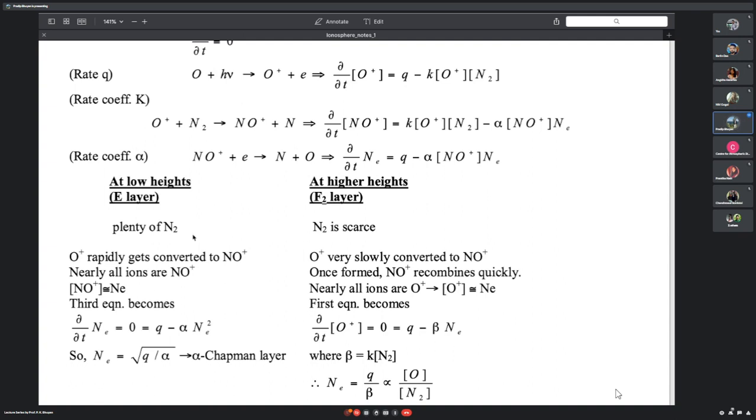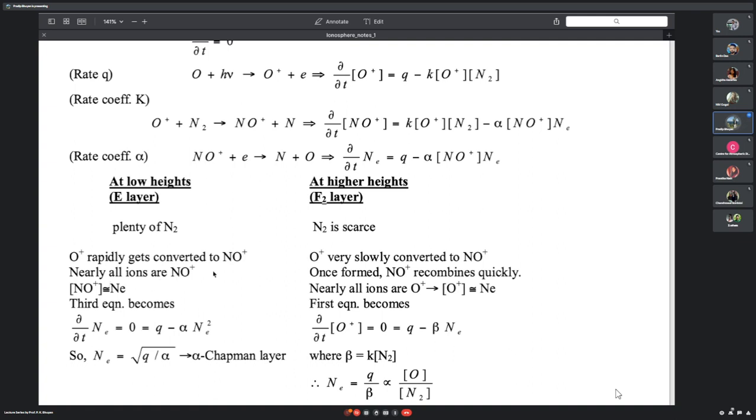So at lower heights, what happens? You have plenty of N2. The number density of N2 will be large. So O plus will rapidly convert to NO plus, this second reaction. The second reaction will take place very easily because you have a lot of N2. So O plus colliding with an N2 will be more. The frequency of collision will be more, and therefore you get more of NO plus, okay? So NO plus then rapidly converts to NO, because electrons are already present, and therefore it becomes equal to Ne.